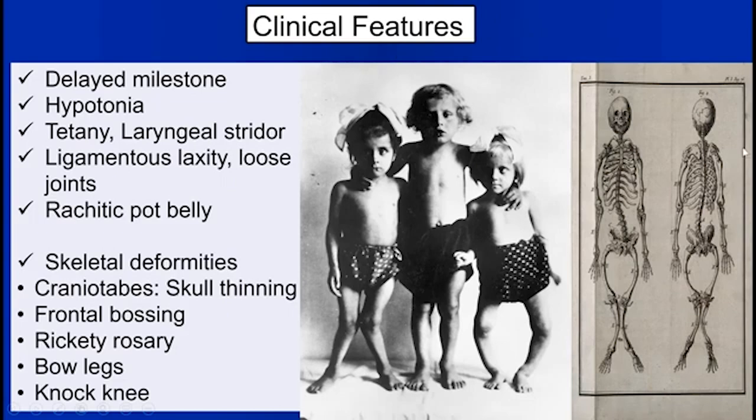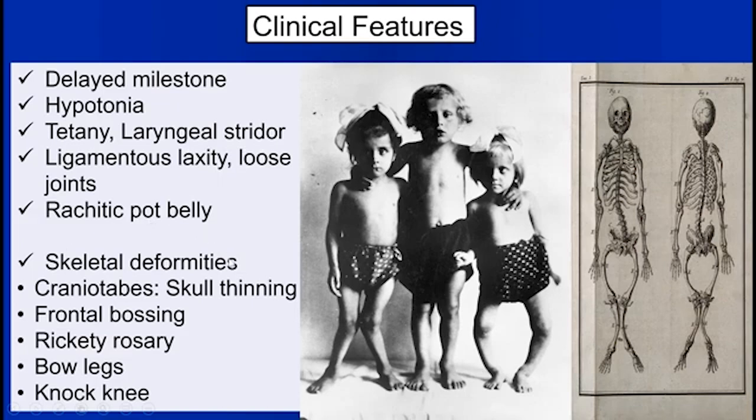The clinical features in these disorders, primarily in rickets, involve delayed milestones, hypotonia, and tetany because of the increased excitability of the muscles, which can also lead to laryngeal stridor. The ligaments that connect the bones are loose, so loose joints or ligamentous laxity is seen, and the patients may have a pot belly, called rachitic pot belly.